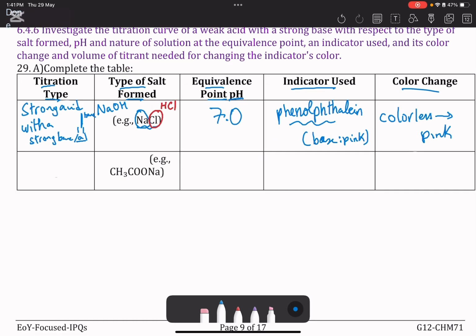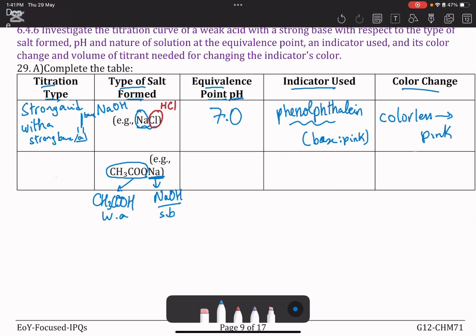Let's look at this other example. Here I have CH3COO and I have Na. From Na, I know that this is coming from the base, NaOH. And this one is coming from the acid, that is CH3COOH. That's acetic acid, a carboxylic acid.